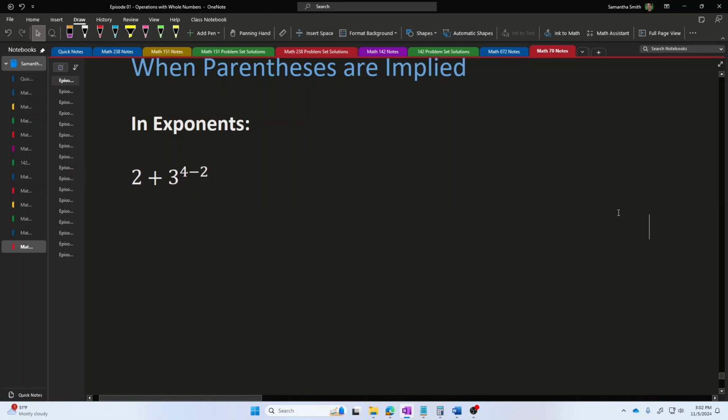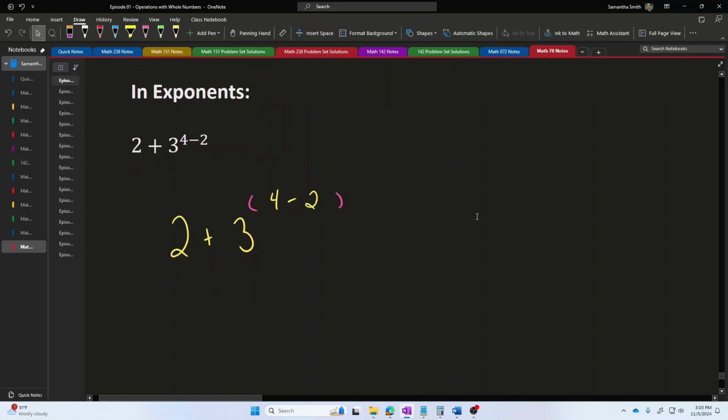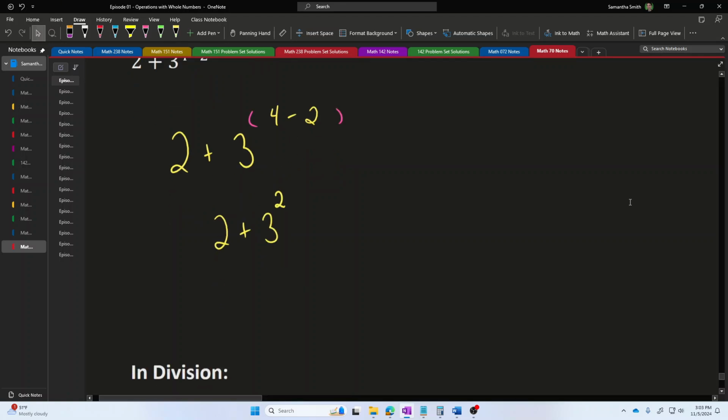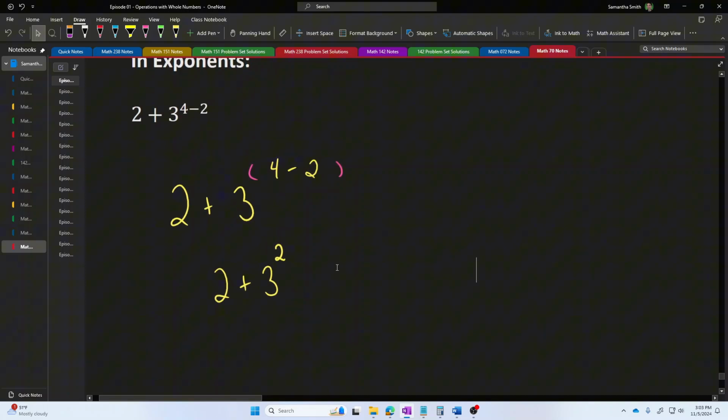So you should understand something like this, 2 plus 3 to the power 4 minus 2, as having sort of hidden parentheses around the exponent. Because when I go to calculate this, the first thing I want to do is perform this subtraction in the exponent. 4 take away 2 leaves you 2 in that exponent. So here I have 2 plus 3 squared.